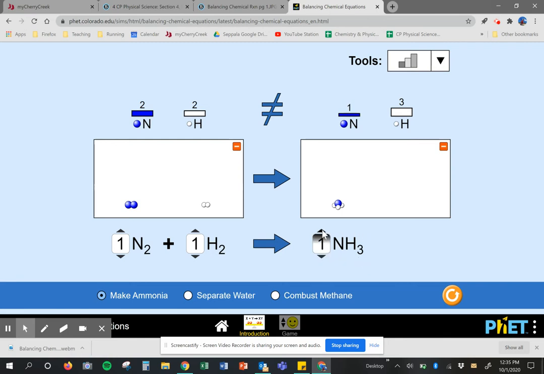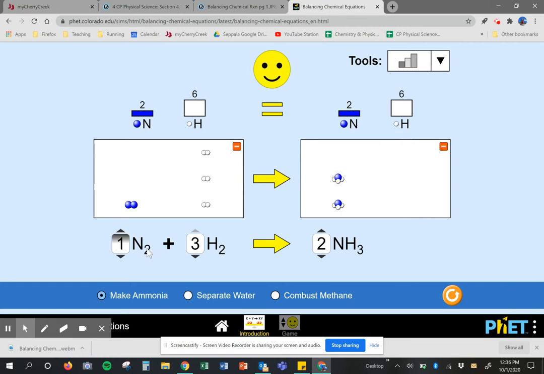If I make this a 2, now I have 2 nitrogens. But now I have 6 hydrogens. I only have 2 over here. I can change my coefficients over here. I don't need to touch the nitrogen. My nitrogens are good. 2 and 2. I do need to change the hydrogens. What can I do for a coefficient to make this 6 total hydrogen atoms? Make that a 3. Smiley face, we're good. 2 nitrogens on each side, check. 6 hydrogens on each side, check.